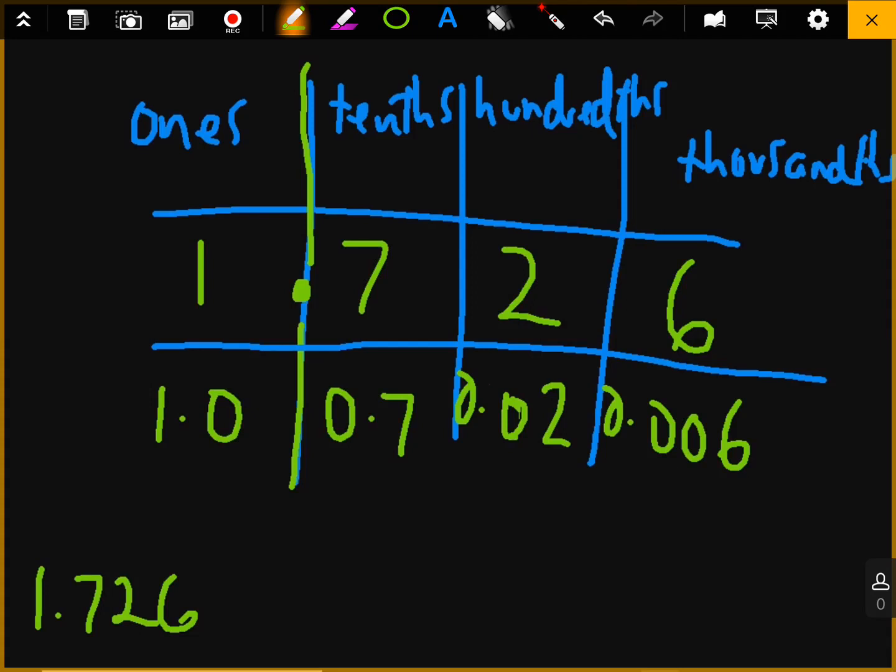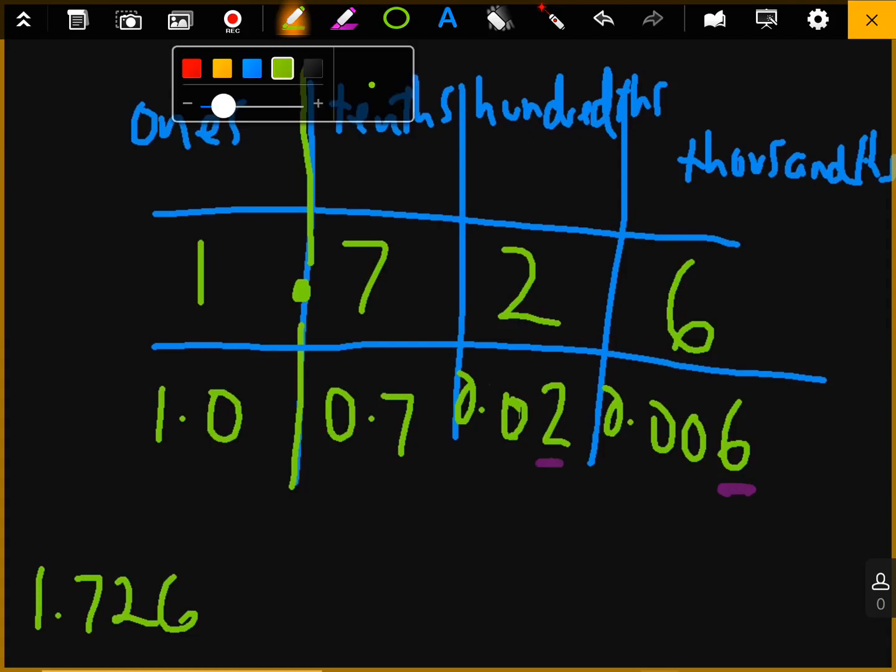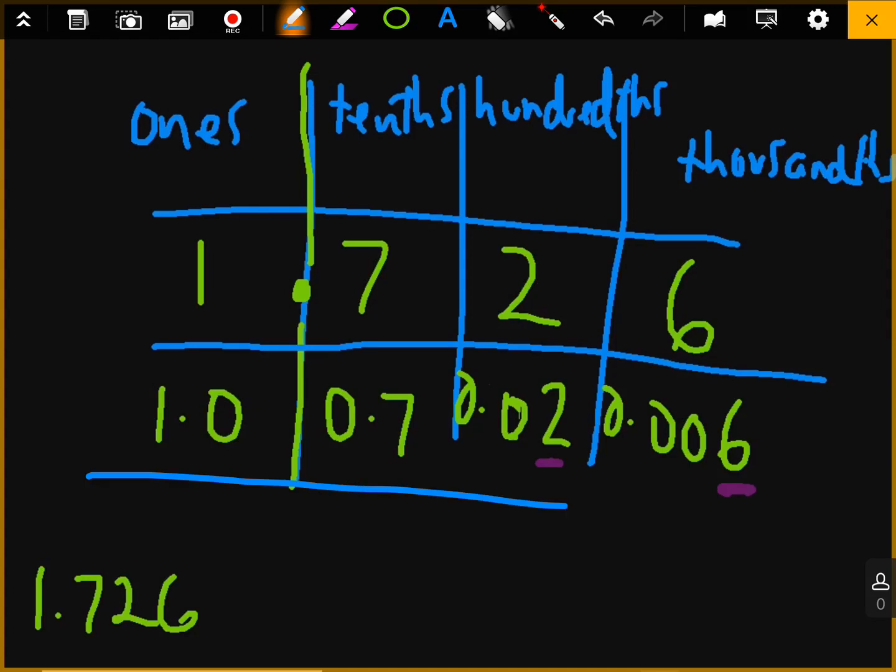Okay, so you have the whole number 1, which can be written as 1.0 or just 1. You have the number in the tenths place, which is 0.7. The hundredths place, which is 0.02, because it's the second number here. And the number in the thousandths place, which is the third number from the decimal. Okay. And this can also be written in expanded form.